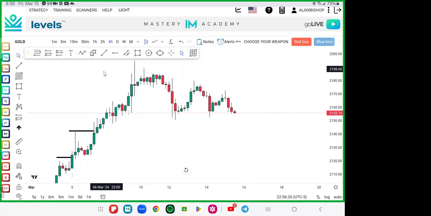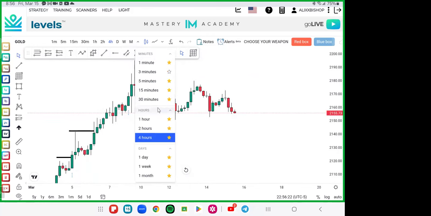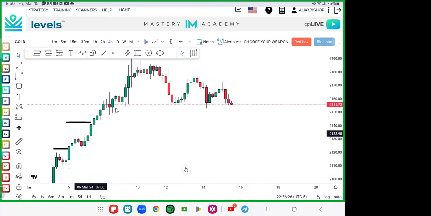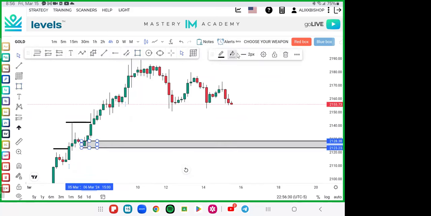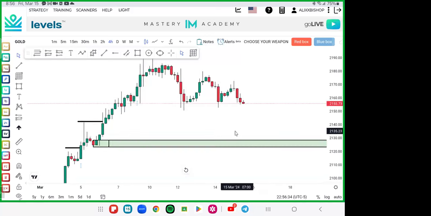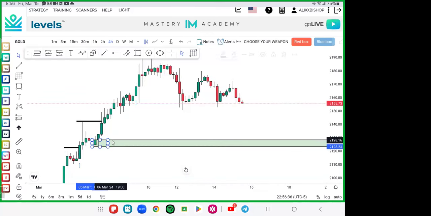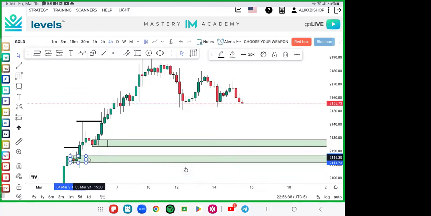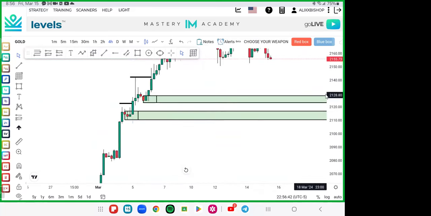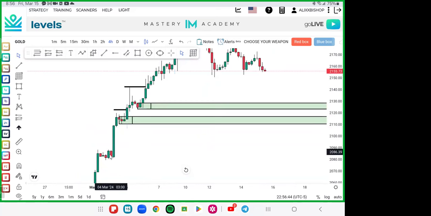Now can I go on an 8 hour time frame? Oh, I can't. We can see right here, this is the closest starting point that we have. And then we have one right below it. And then we have one right below it right here. Let's see. And then we have one right here as well.